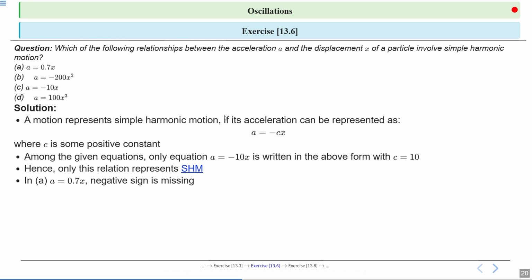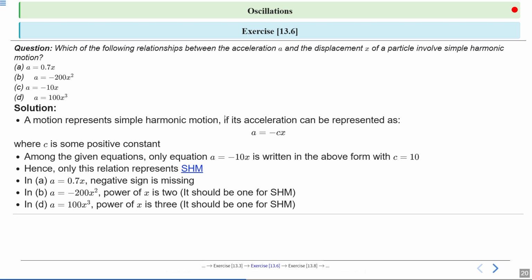So in a, a equal to 0.7x, the negative sign is missing. In b, a equal to minus 200x squared, the power of x is 2. It should be 1 for SHM. In d, a equal to 100x cubed, the power of x is 3. It should be 1 for SHM. I hope this is clear. This is a very simple question.